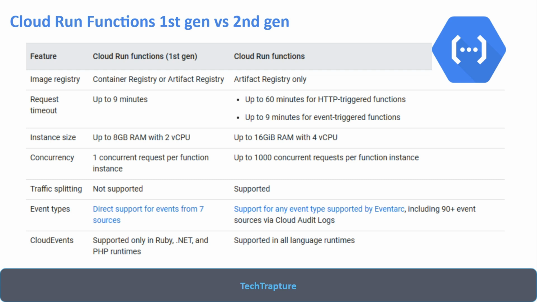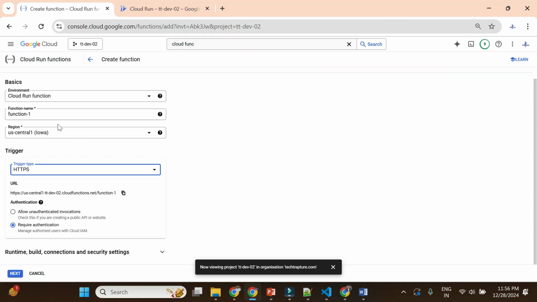Now we'll go back to the Cloud Console and we'll create two cloud functions, one with the first generation, one with the second generation. So let's go back to the Cloud Console now. Okay, so let's create our first cloud function with the first generation.